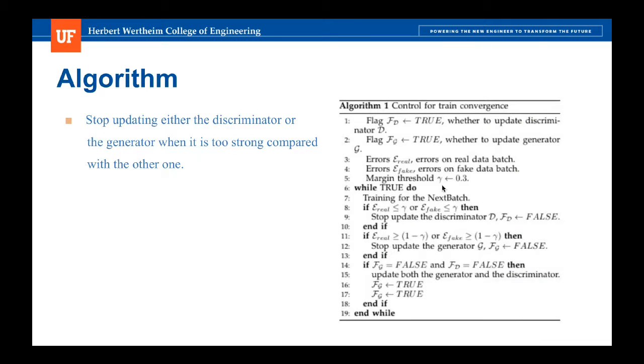This is the algorithm to control the training. We set a threshold. When the training error is less than the threshold, we stop updating the discriminator. And when the error is higher than a certain threshold, we stop updating the generator. That is to say, we control when to update the discriminator or generator.